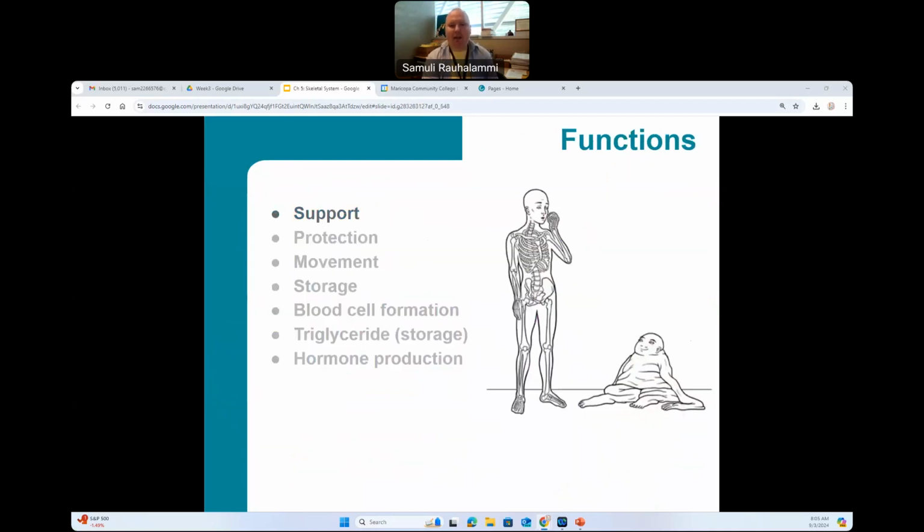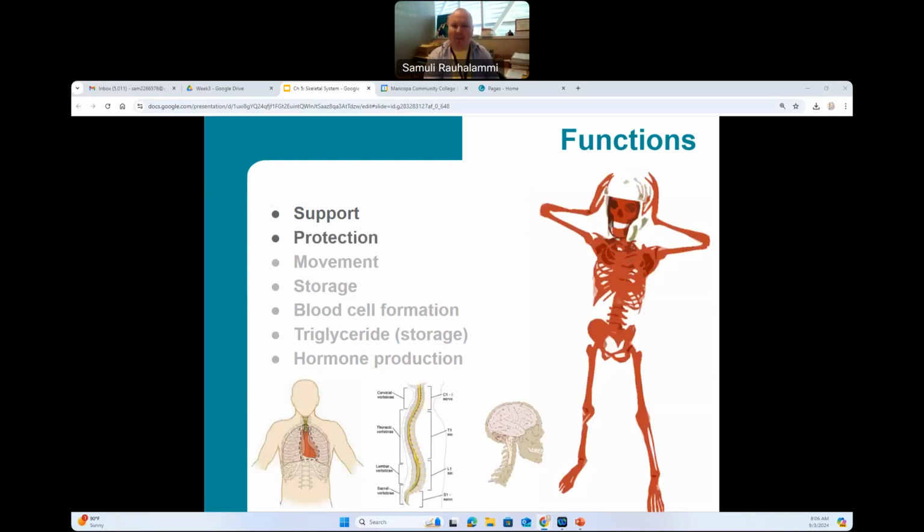So let's talk a little bit about the functions of the skeletal system. Well, first of all, the skeletal system provides us kind of the scaffolding or the framework for the body. So most of the other systems build up on this. If you think of an analogy to a construction business, they have those scaffoldings outside the building as they're building the structure. So that's the role of the skeletal system.